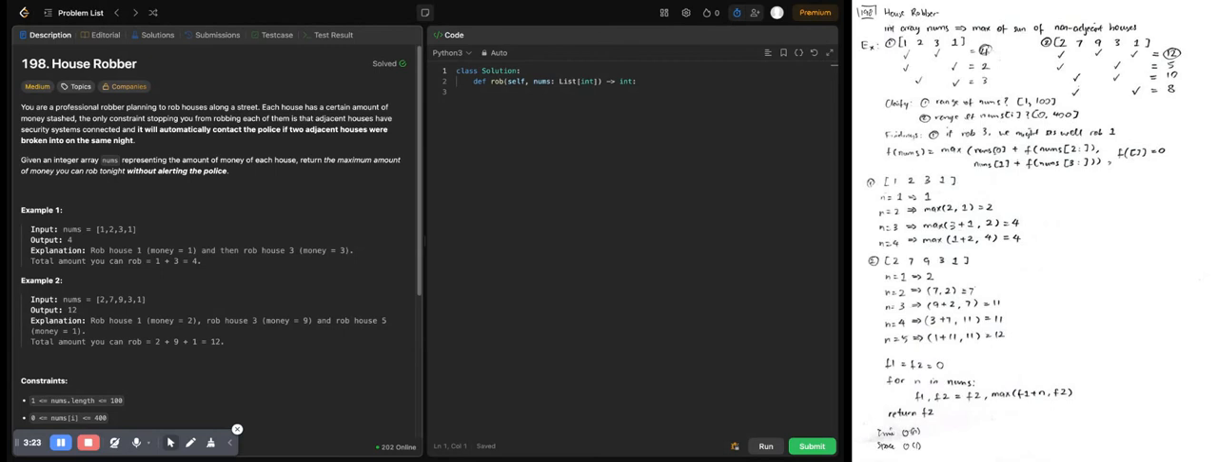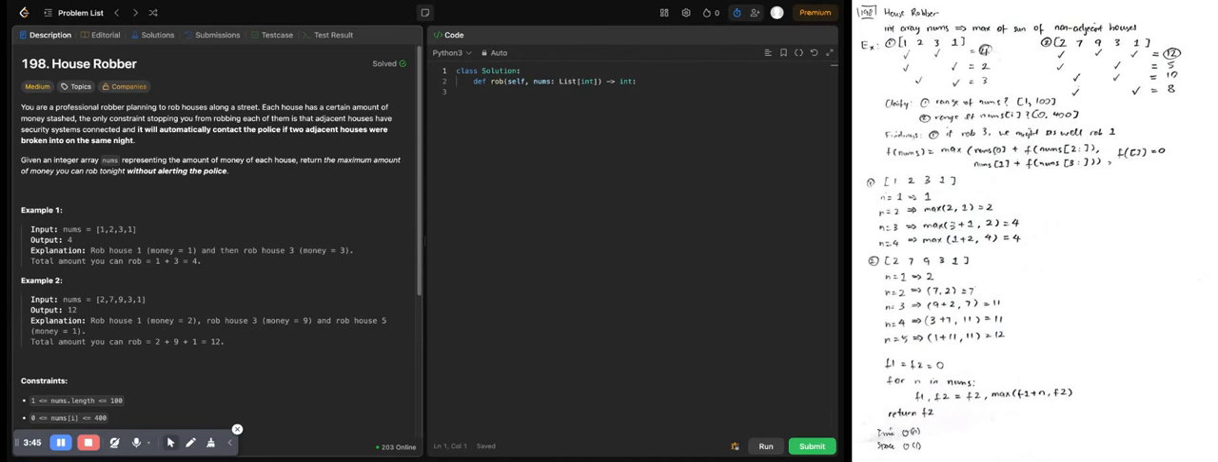Rob house 1, money 1, and then rob house 3, money 3. Total amount you can rob is 1 plus 3, which is 4. Correct. Second example, we have 2, 7, 9, 3, 1.